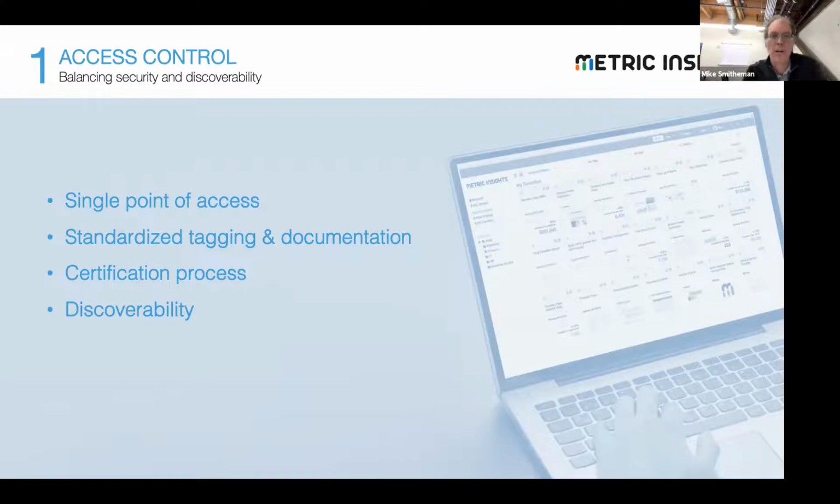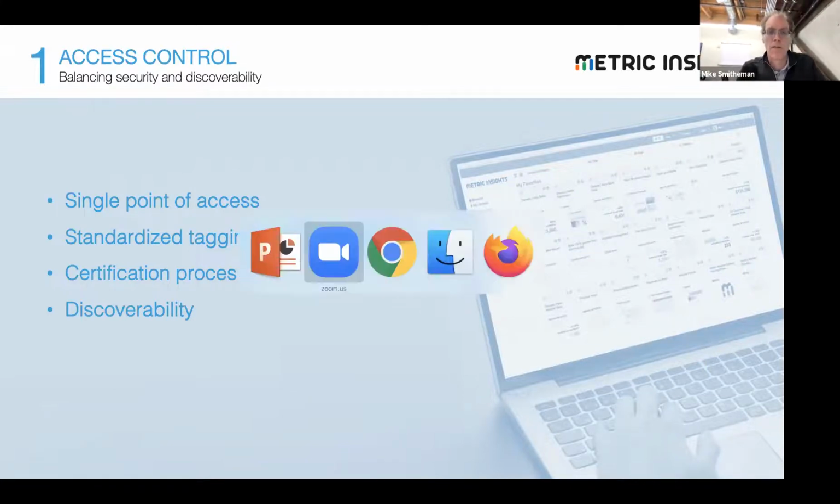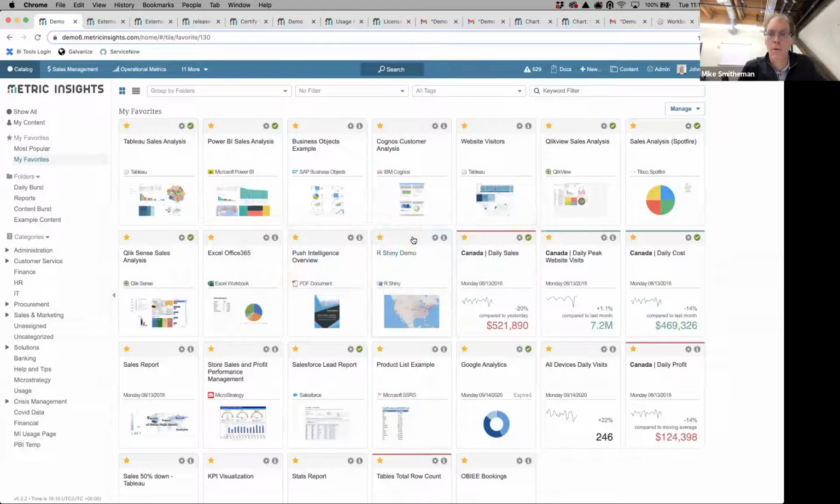So as Marius said, we're going to use Metric Insights as a way of showing you how you might implement some of these practices and processes from a technology perspective. So I've jumped across here to the Metric Insights platform. The first piece of this, as Marius said, is about having a single place to effectively publish and ultimately access content within the organization in a very structured and consistent way.